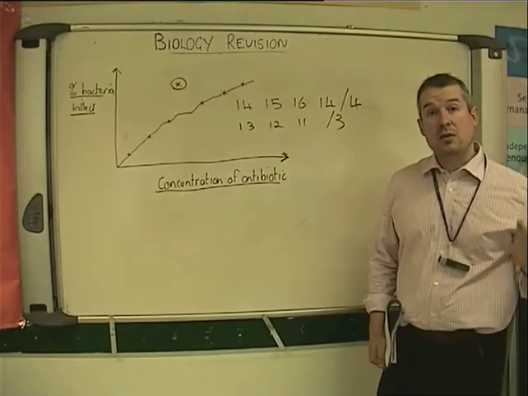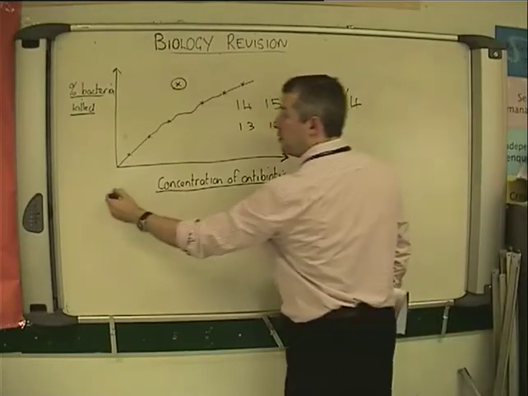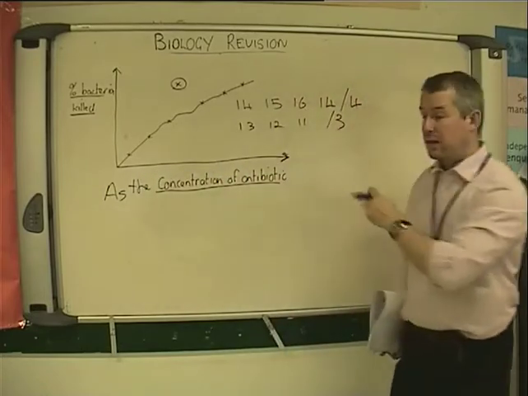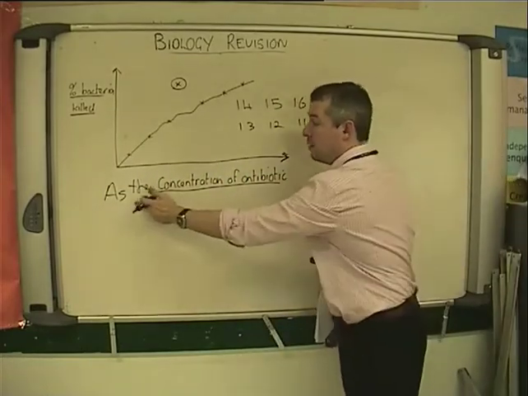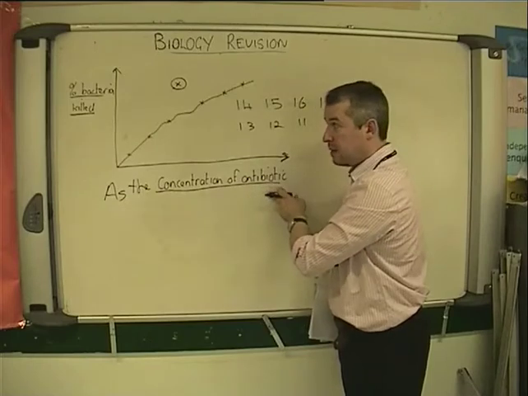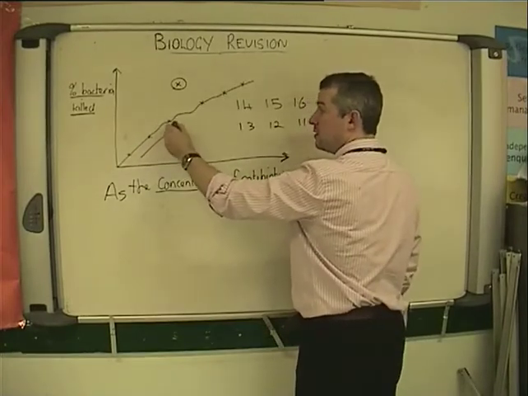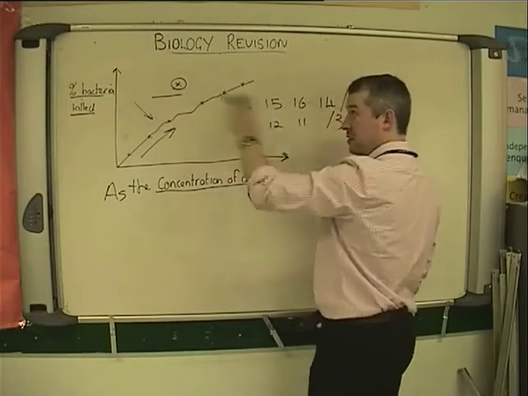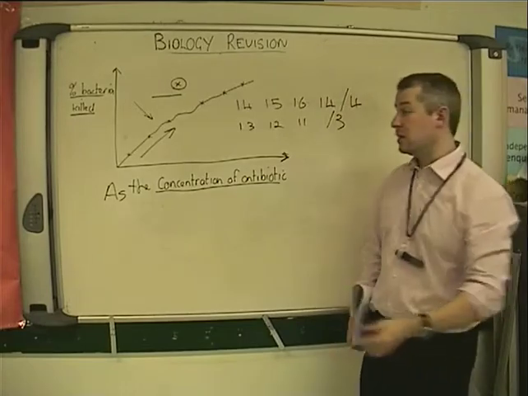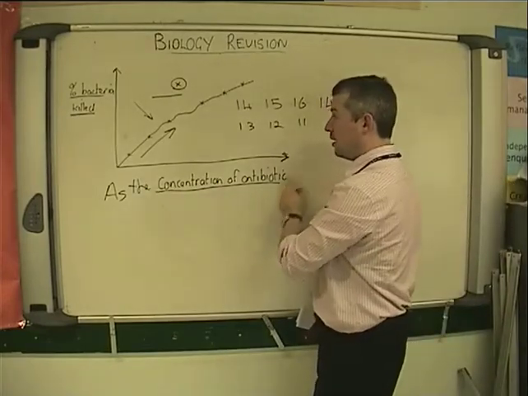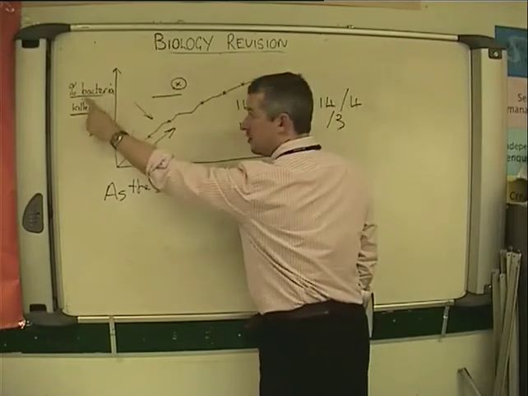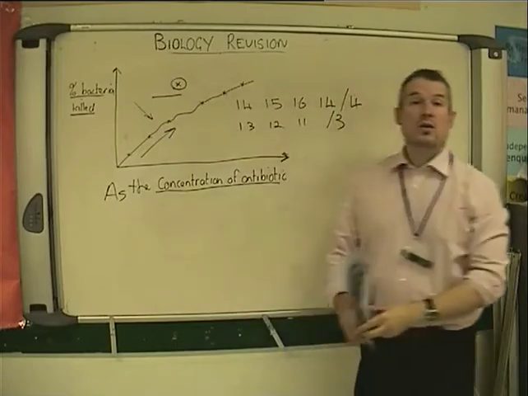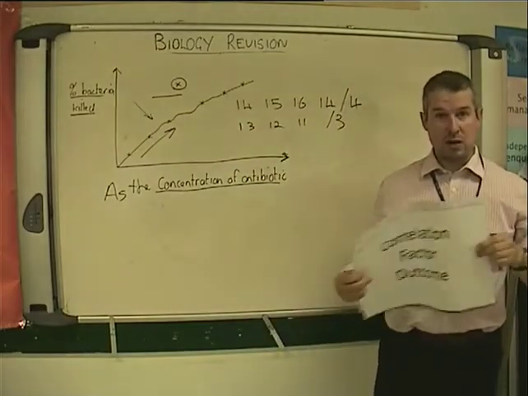If you're asked to describe a correlation, all you need to do is this. Put the words "as the" next to the x-axis, and then just say what it says there. So as the, whatever it says there, okay? Now if the line is going up, it increases. Remember, if the line is going down, it decreases, and if the line stays like that, it remains constant. So we can say, as the concentration of antibiotic increases, the percentage of bacteria killed increases, decreases, or remains constant. Okay? That's what correlation means.